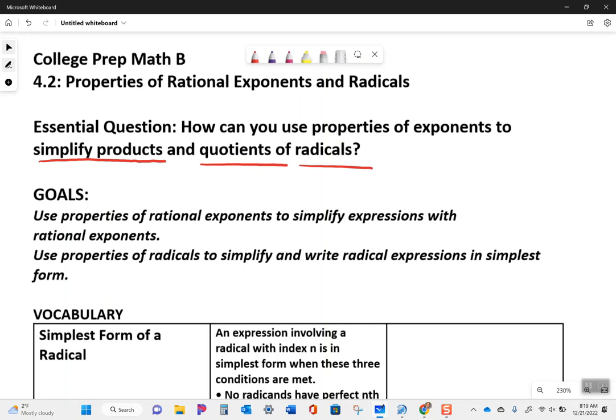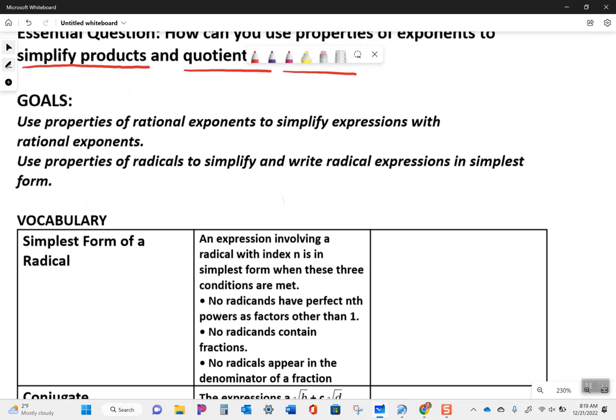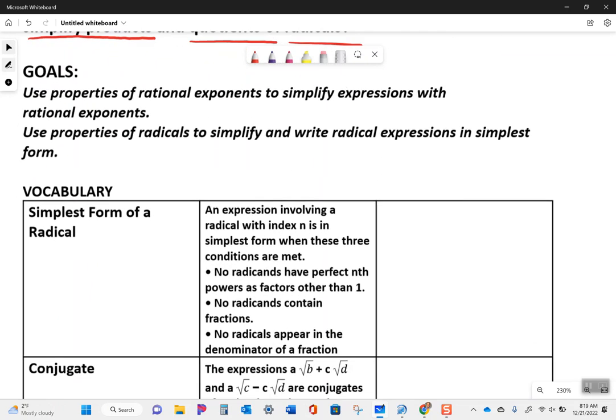All right, so our goals today, my friends, we're going to look at using properties of rational exponents to simplify expressions with rational exponents. Again, that word rational typically means what, guys? What's another word I said you could think of when you hear rational? Starts with an F. Sounds kind of like rational. Fractions, yep. Think fractions. Okay.